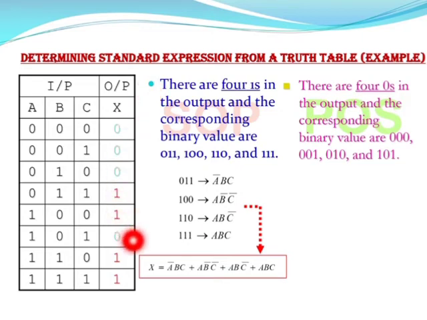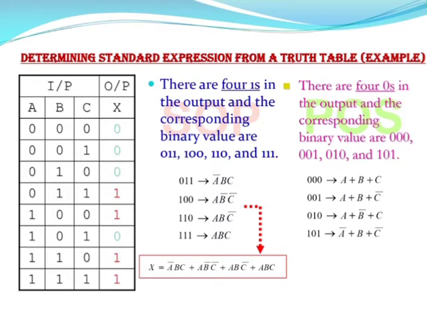Here also there are 4 zero outputs, and the outputs correspond to the binary values 0 0 0, 0 0 1, 0 1 0 and also 1 0 1. So write all these terms: 0 0 0 corresponds to A plus B plus C, 0 0 1 corresponds to A plus B plus C bar, 0 1 0 corresponds to A plus B bar plus C, and 1 0 1 corresponds to A bar plus B plus C bar.